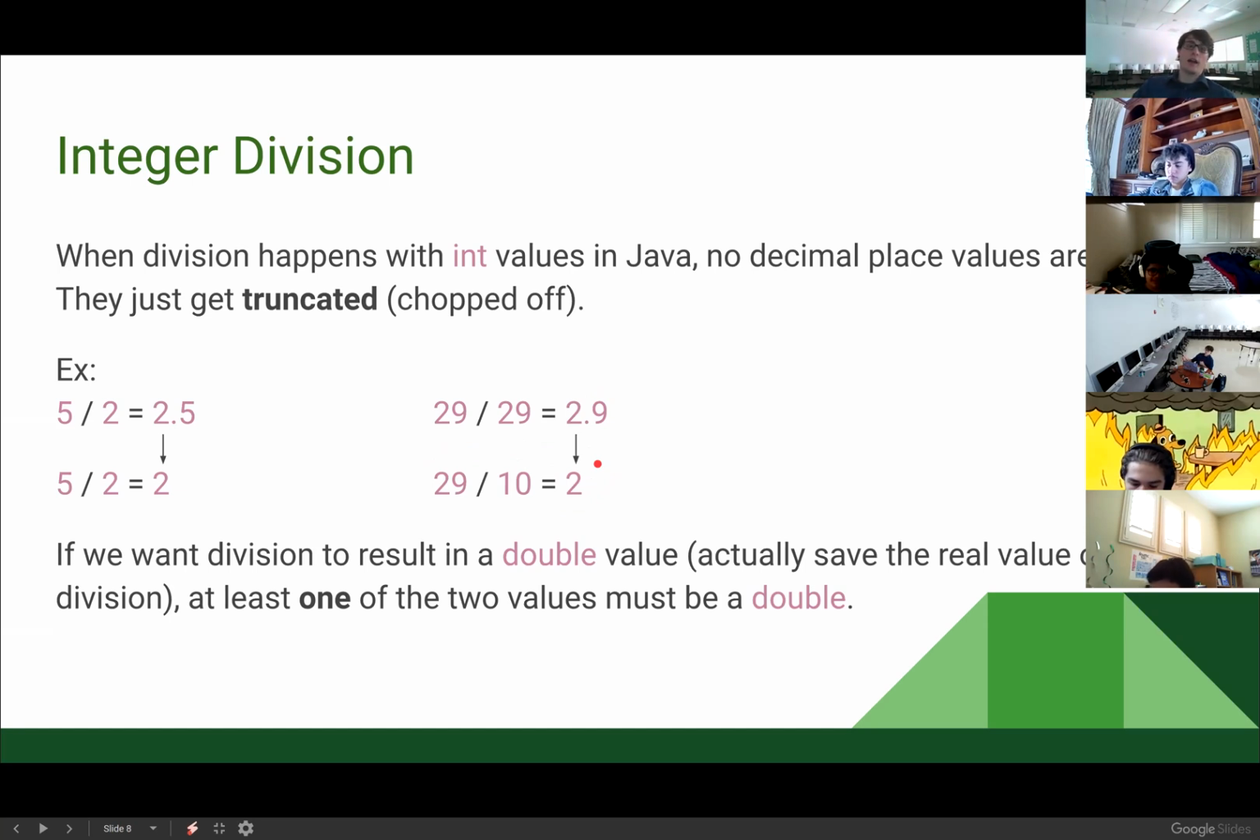If we want to actually have decimal places result from our division, if we want to save the real value of it into a double, at least one of the two numbers being divided must be a double. We can do that by just adding a decimal place at the end. So even if we're dividing whole numbers, if you put a 0.0 at the end of one of these two numbers, then the final output will be an actual decimal.